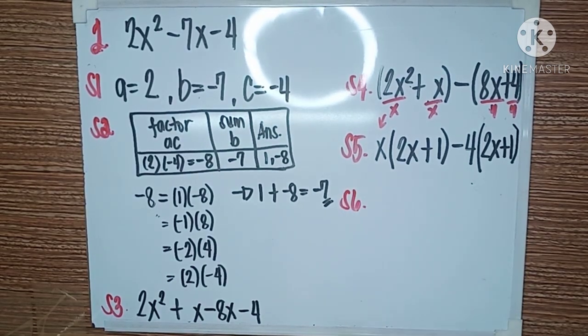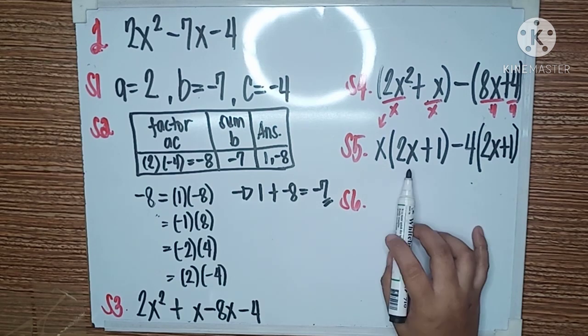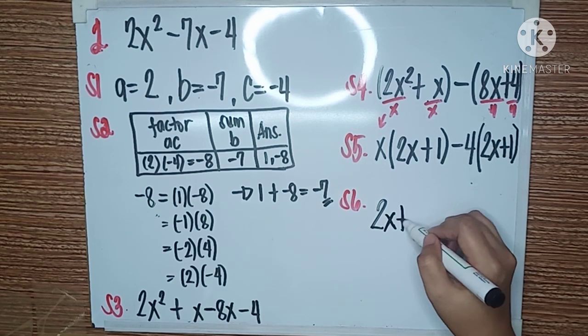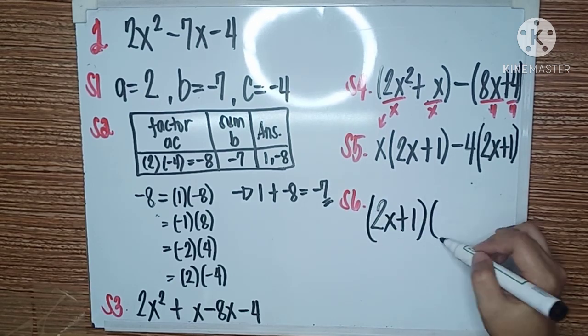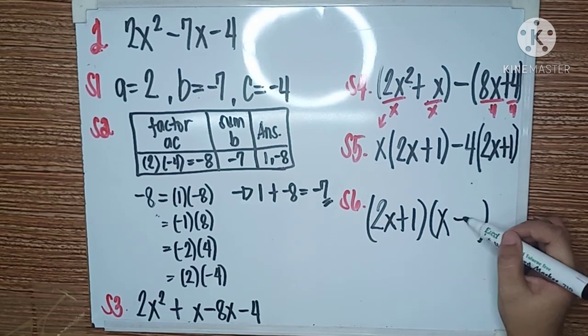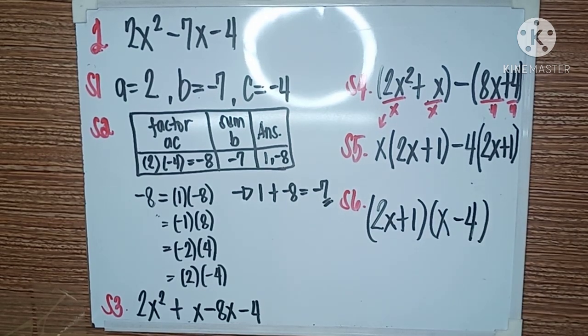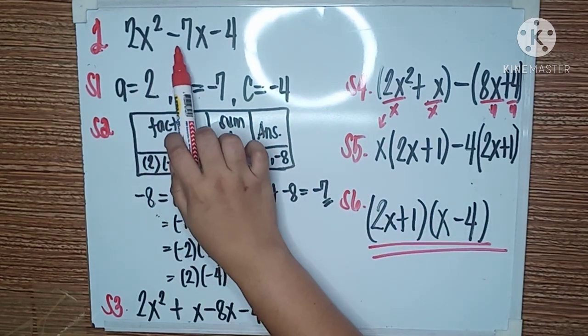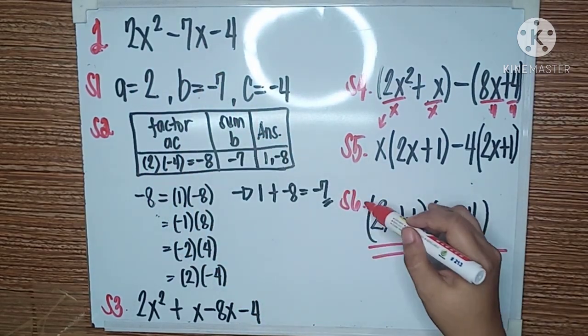Therefore, for step 6, yung keyword natin na in and out, so ang in natin ay yung 2x plus 1, at yung out natin ay x minus 4. This is now the factored form of 2x squared minus 7x minus 4.